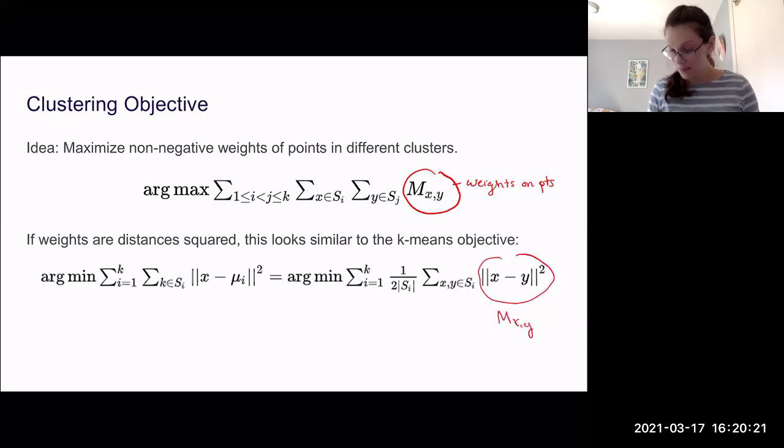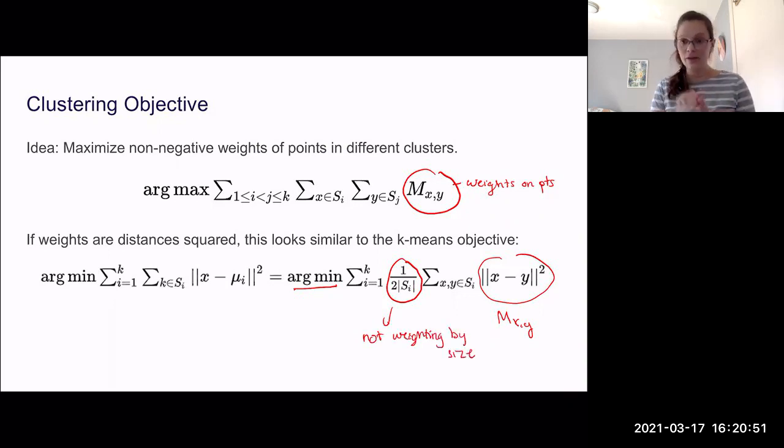be m_xy, the distance squared. And so that would then say, since here I'm minimizing the distances within that are in the same cluster, that's the same thing as maximizing the distances that are in different clusters. But the key difference here is that we're not weighting by the size of the cluster. So we are not weighting by the size of each subset.